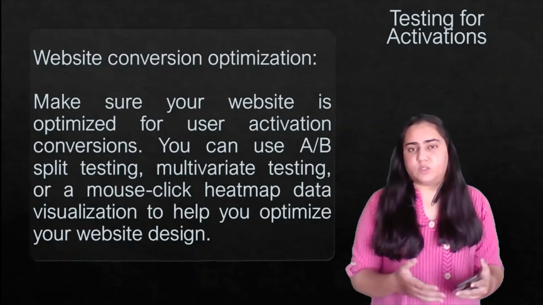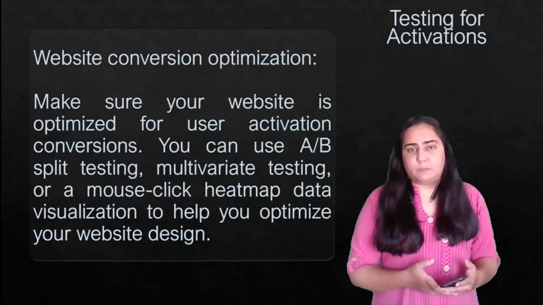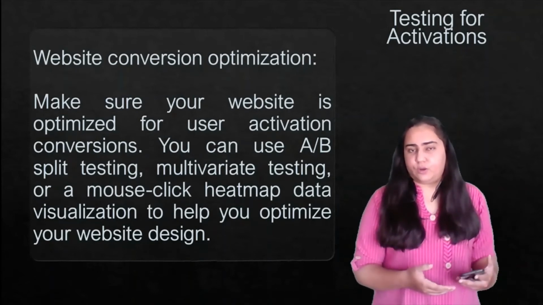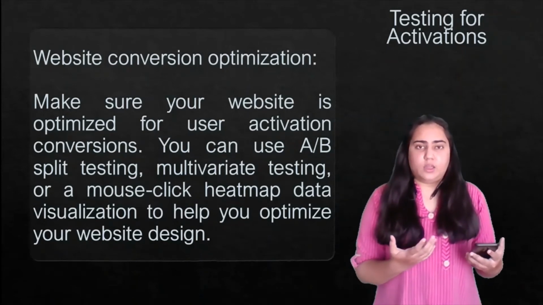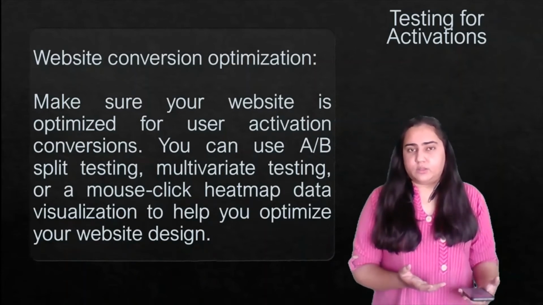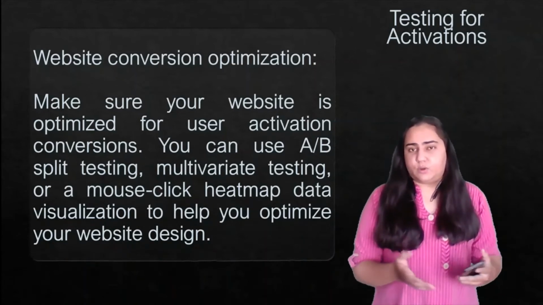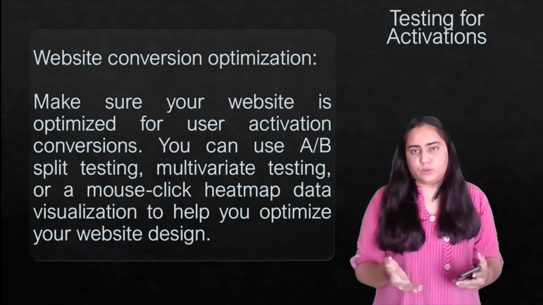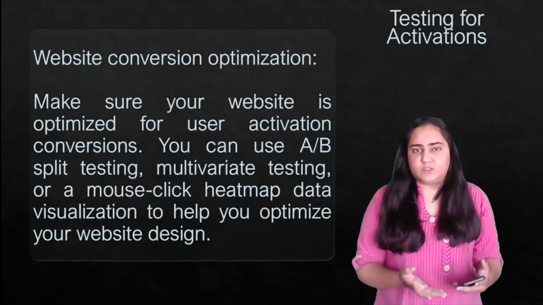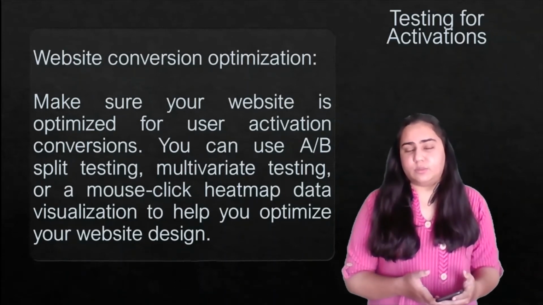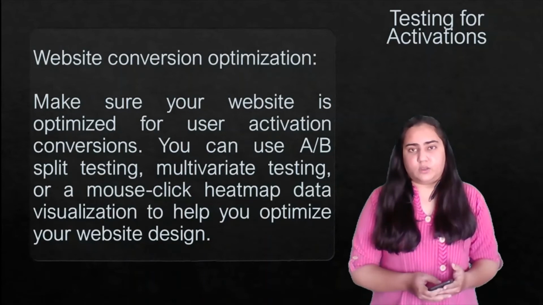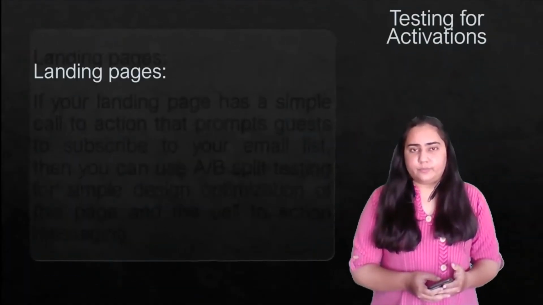Oftentimes I've noticed that when I visit a website to get some information, they hide part of the information, and then when I click on read more, they immediately give me a prompt telling me to subscribe or sign up to the website in order to read more about it. So this is one of the techniques, and you'd want to know if this technique is actually working. So you would have to perform your A-B split testing and multivariate testing, as well as mouse click heat map visualization, to understand whether all these techniques that you have applied are working or not.